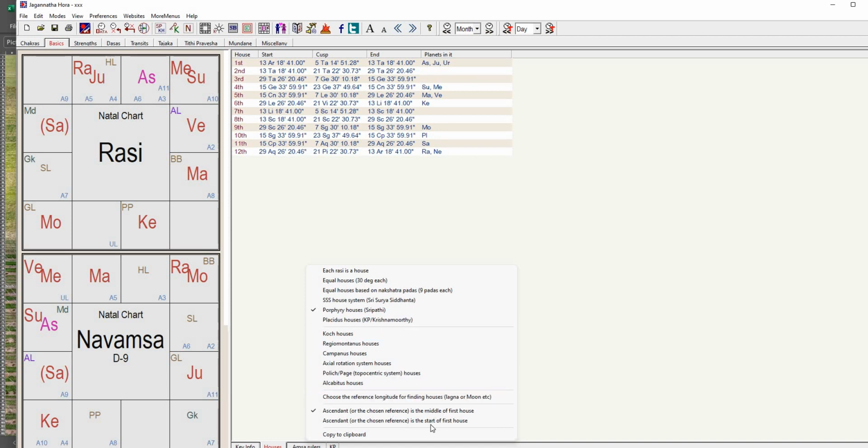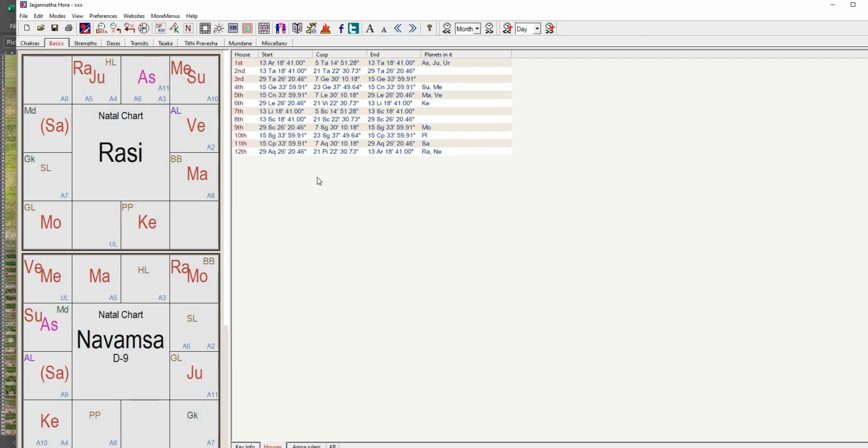Of course, you can choose Sripati and still set the first house to be the starting position, which is normally not done. In Sripati, the traditional system, the ascendant is the middle, so each cusp is the middle of the bhava. That is the traditional choice. Whereas in Krishnamurti it is the other way: you choose Krishnamurti here, and you choose the start of the first bhava to be the house division. That is easily doable in Jagannathavara.